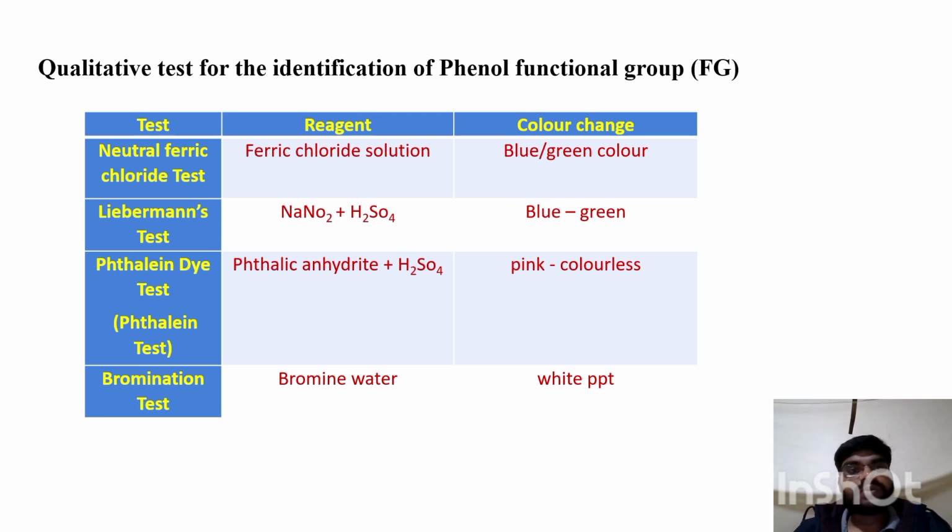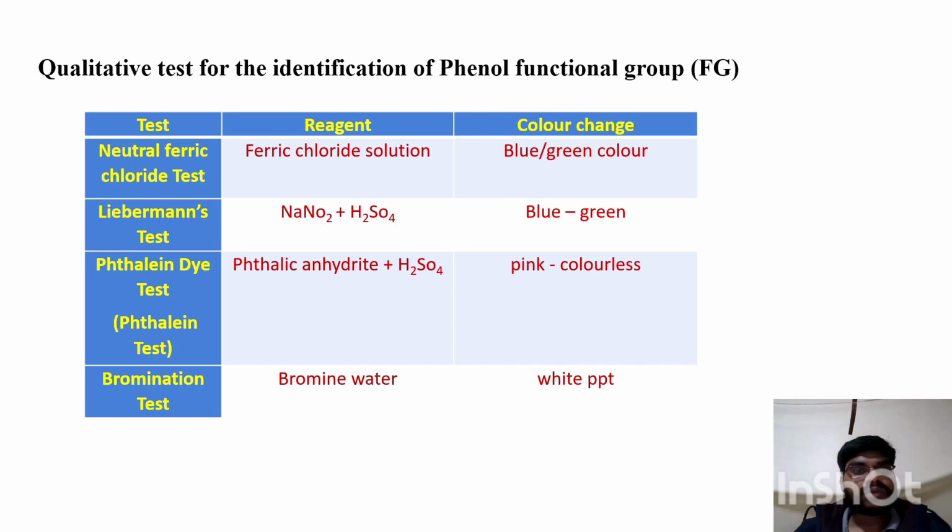In qualitative analysis, by just adding the reagent to the sample, a color change takes place in the test tube. Based on the color change, and the reagent used to perform a specific test, we identify the group. All these are very essential for the GPAT competitive examination. So these are the identification tests for the phenolic functional group in a compound.